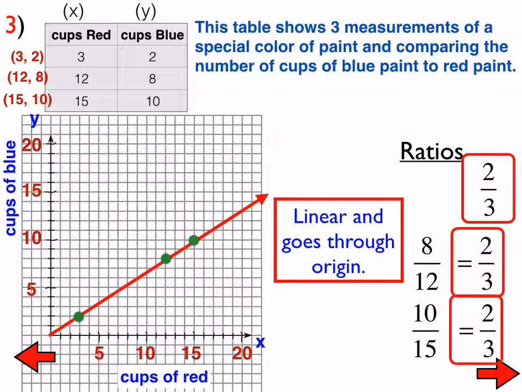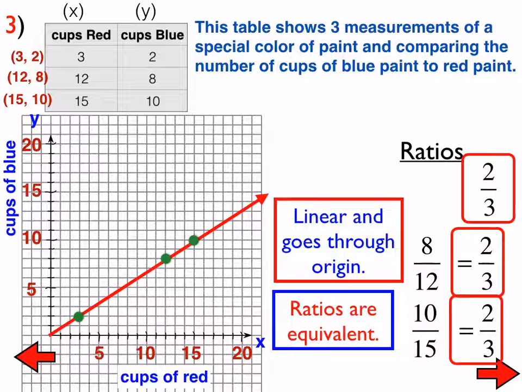Now, that happens to be the constant of proportionality, which is the reason why we want to check output over input. So K is 2/3. That's the constant of proportionality.